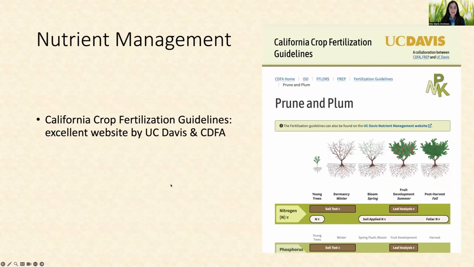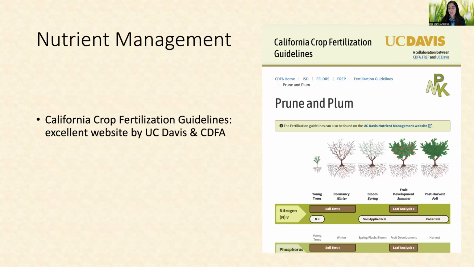If you're interested in the crop production or agricultural perspective on these things, let's say you have a small backyard orchard, you can check out the California Crop Fertilization Guidelines. So this is a really excellent website developed by UC Davis and CDFA. This just really shows a lot of nice visuals around what's going on with nutrients in fruit trees over time. So if for nothing else, they have great visuals, and it really helps illustrate different nutrient demands for different specific types of fruit trees. So I use this a lot as a handy resource.